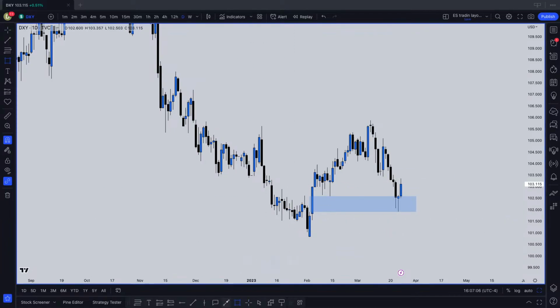One other thing I did want to point out, taking off this fair value gap, we have also seen a strong move higher off the bullish breaker.